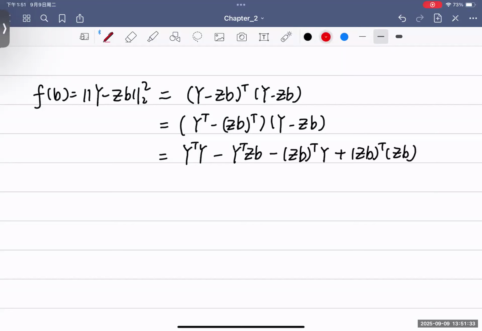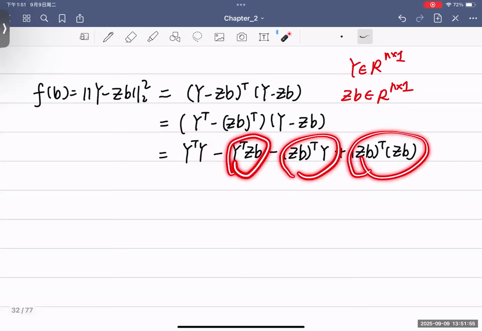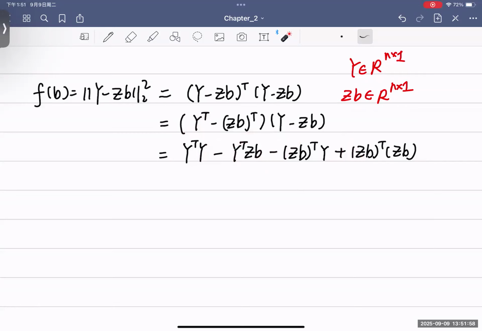An important thing is that our y here is n times 1 dimension, and zb is also n times 1 dimension. So this guy is a constant, and this guy is also a constant. If we want to take the partial derivative for b, we just look at where we have b. Here we have a b, here we have a b, and here we have a b. So this term we can ignore later.